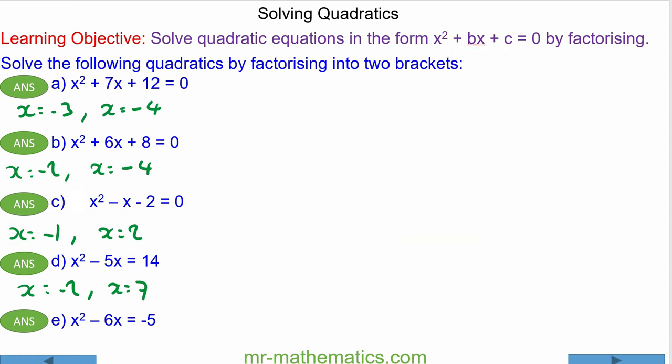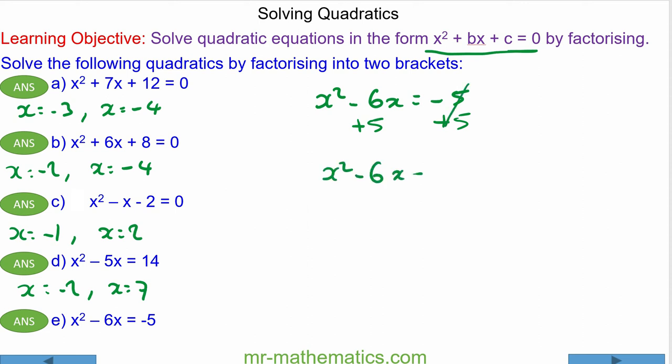And finally, for question A, we have x squared minus 6x will equal negative 5. So we're going to make the quadratic equal to 0 by adding 5 to both sides. Then they will cancel. x squared minus 6x plus 5. So two numbers that multiply to make positive 5 but add to make negative 6.